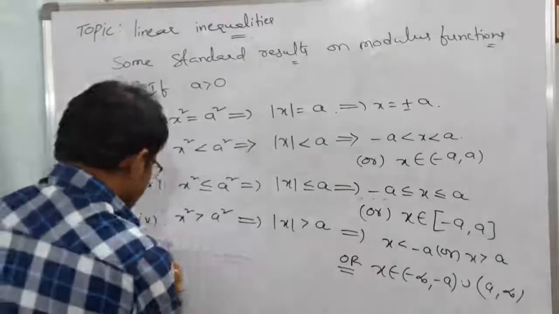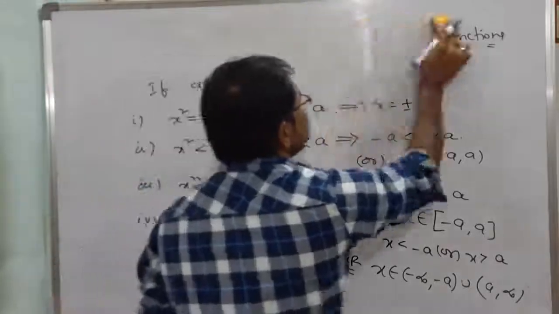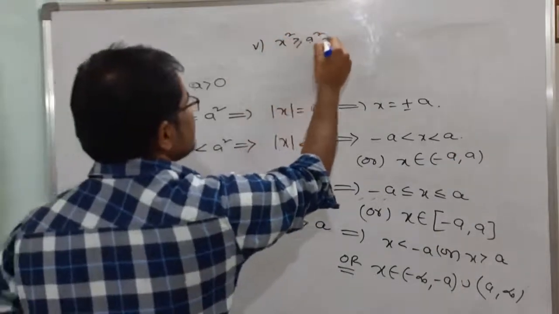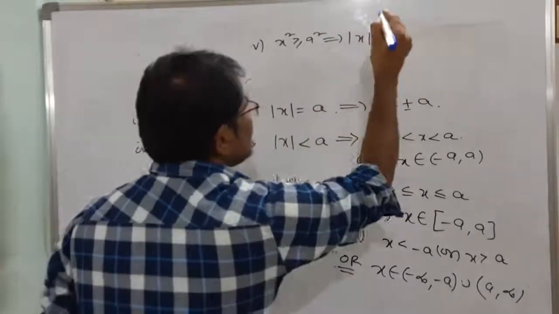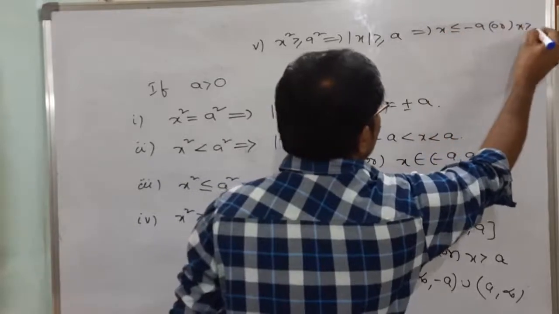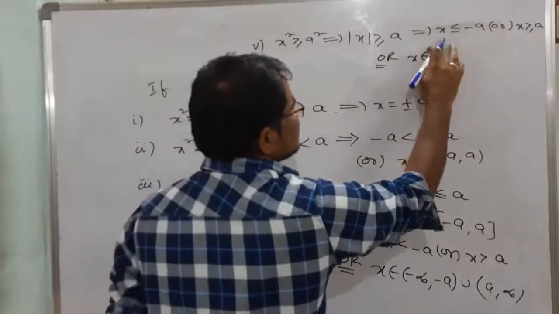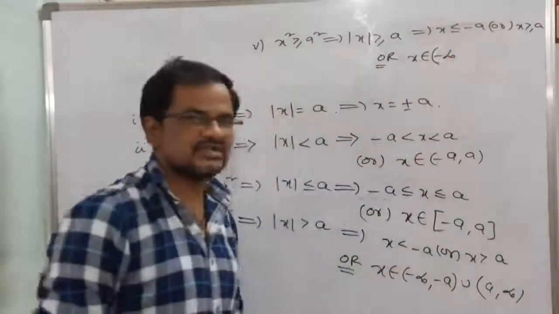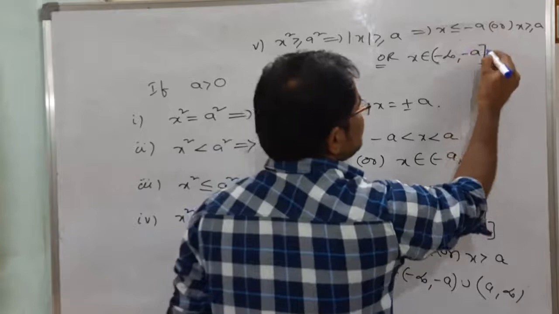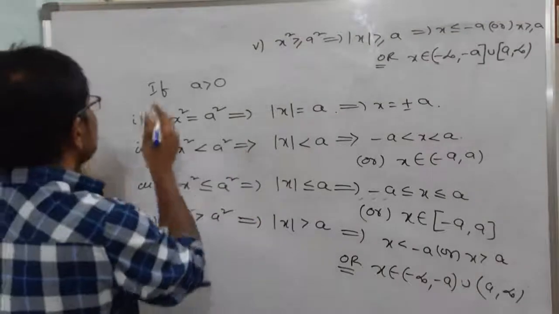So here I will continue. Next, the fifth one is x square greater than or equal to a square, which means mod x greater than or equal to a. That implies x less than or equal to minus a or x greater than or equal to plus a. In terms of intervals, x belongs to minus infinity to minus a closed interval, a to infinity. Anyhow, for minus infinity and plus infinity we have to take an open interval only. Right? So how to get that, I will give one example here.